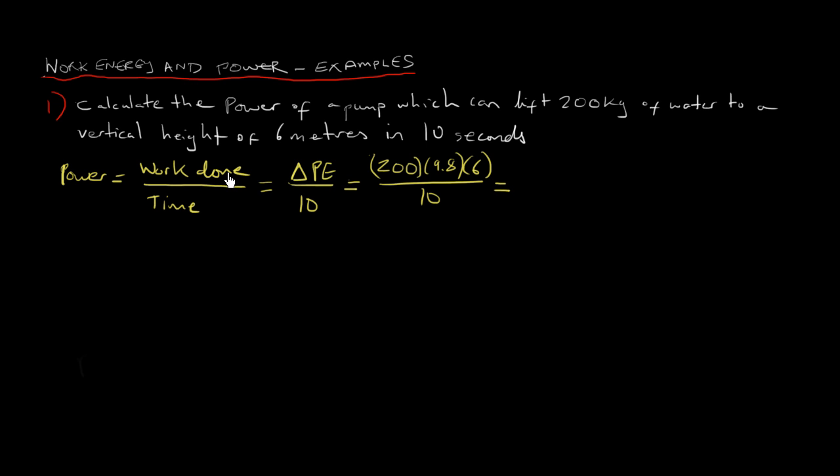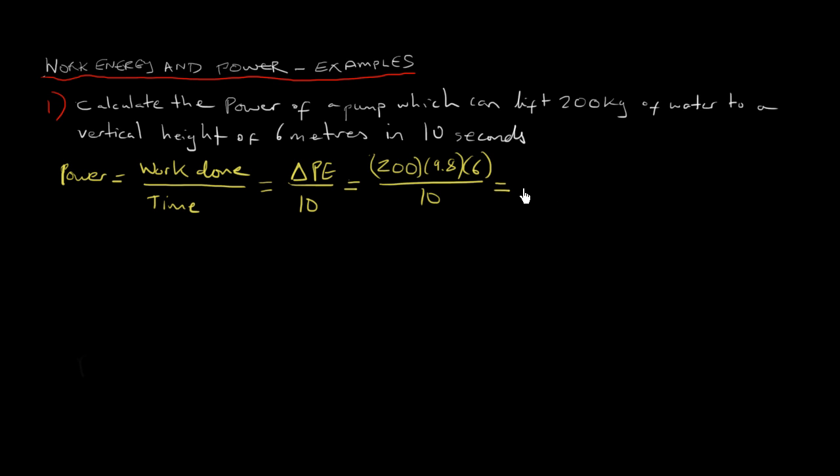So all the work done by the pump is exactly the same as the potential energy gained by the water, and this is because it's a 100% efficient pump, or this is the useful energy, the useful power of the pump. So we're really calculating how much of the power is useful, but assuming it was 100%, then it's also the power of the pump itself.